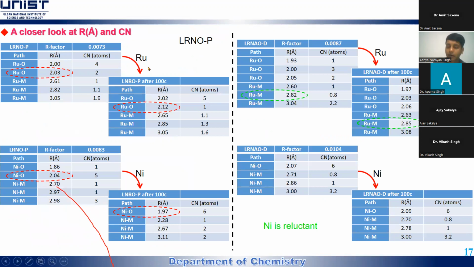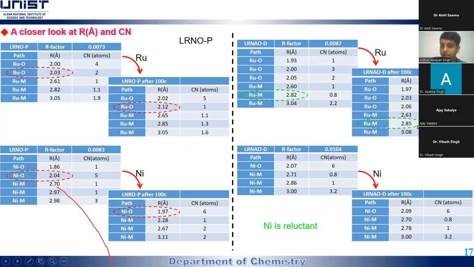Let us look in closer detail at the ruthenium bond distances. We could see that the ruthenium bond distance changes from 2.03 to 2.12 in nickel dop. But on the other hand, in the doped one, the variation in the ruthenium bond distance is very small. It means the fluctuation in the ruthenium coordination, or ruthenium environment, is very small. So we can confirm that the ruthenium environment is stable.